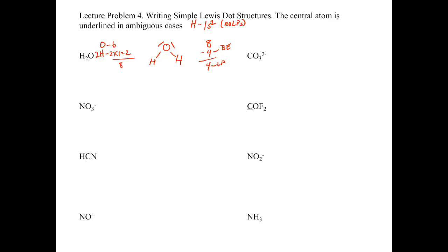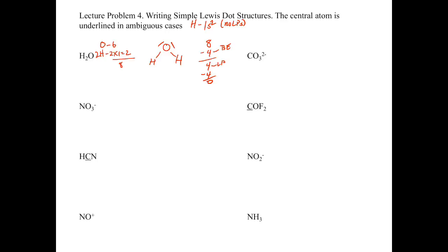So we go to the next step. We're going to put 2 lone pairs on the central atom. That's going to give us a grand total of 4 electrons, which brings us down to 0. So we've essentially accounted for all of our valence electrons at this point.